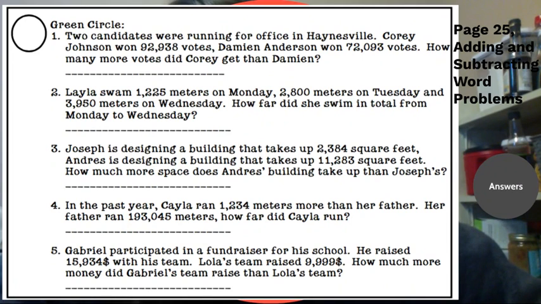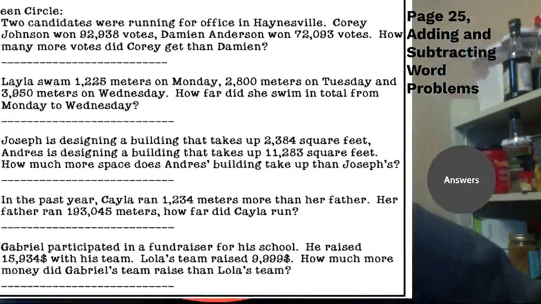Gabriel participated in a fundraiser for his school. He raised $15,934 with his team. Lola's team raised 9,999. How much more money did Gabriel's team raise than Lola's? This is a subtraction one.